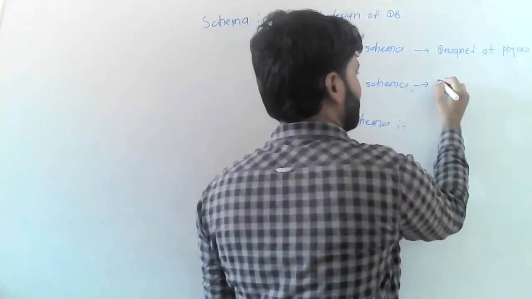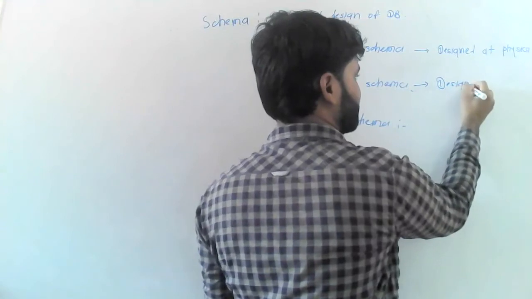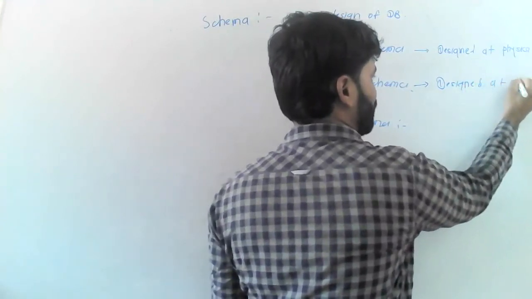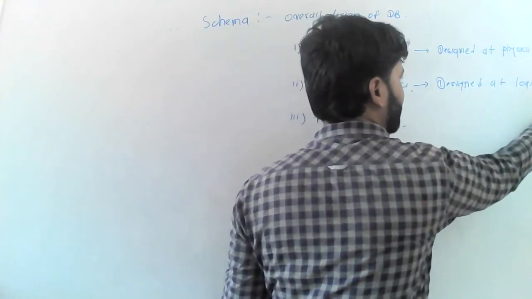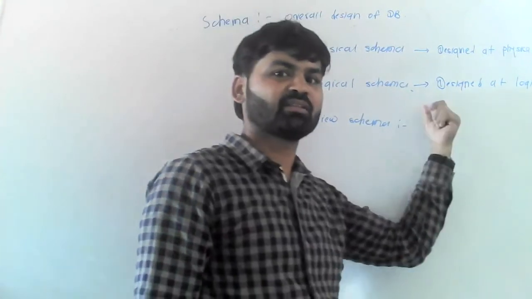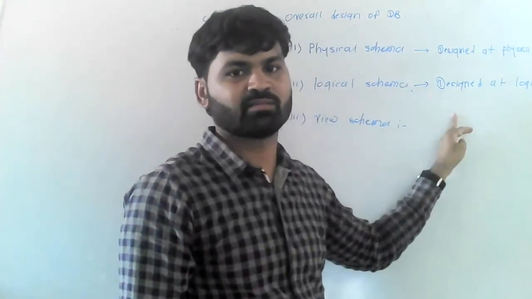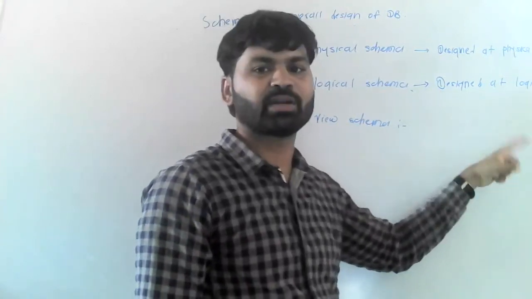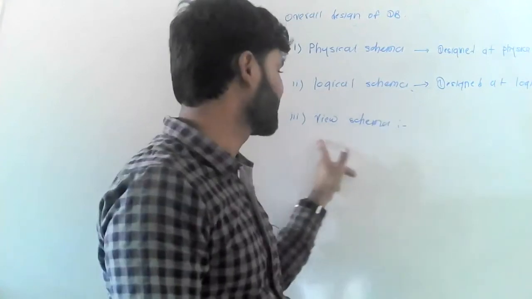Then the logical schema is the design at the logical level. It means what type of data is stored: the various data objects and the relationship between these data objects. That is your logical schema.